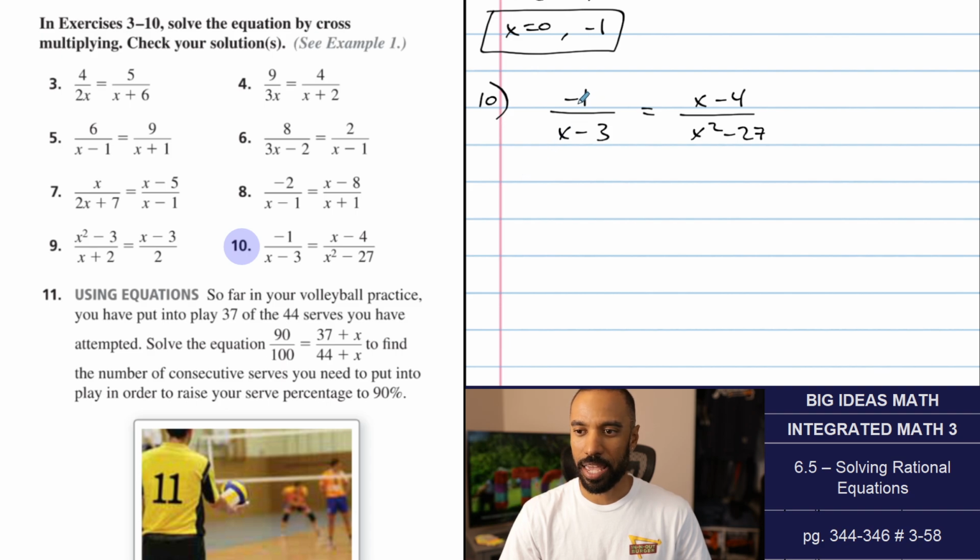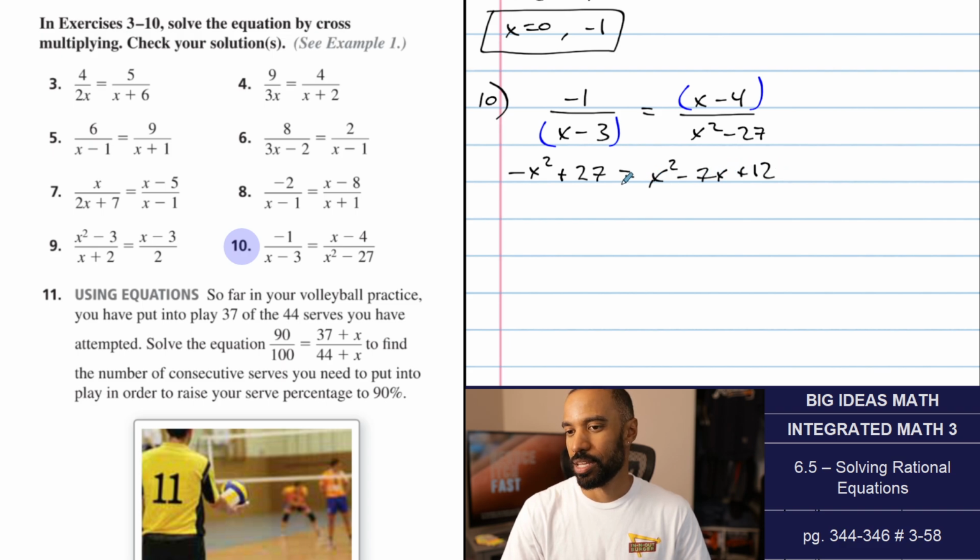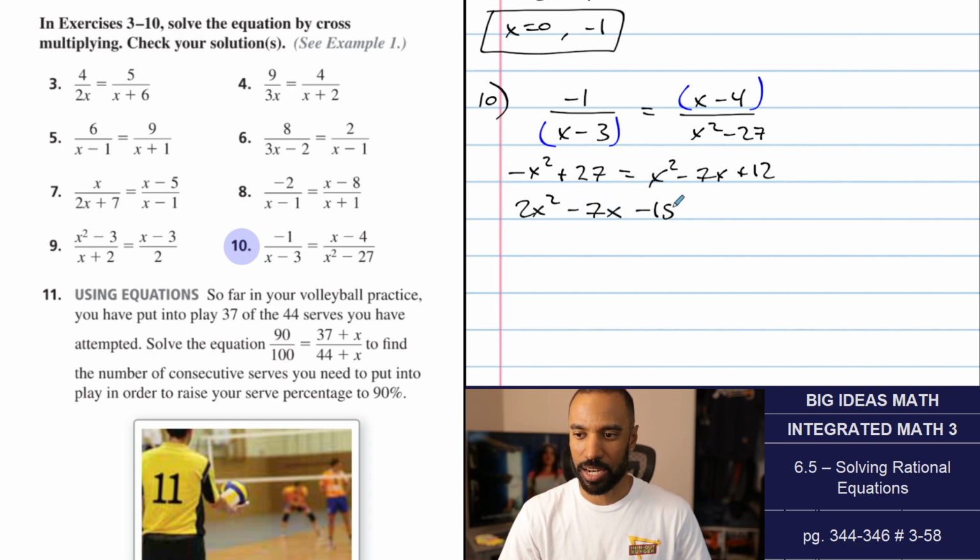X squared minus 27 is not a difference of two squares. It doesn't matter. We're not trying to factor anyway. We cross multiply. Negative 1 times x squared minus 27 is negative x squared plus 27. If I FOIL these two right now, boom with boom, you get x squared, x squared minus 7x plus 12. I'm saving myself a step. Save steps where you can. If I add x squared to both sides, I get 2x squared. If I subtract 27 from both sides, I get negative 15.